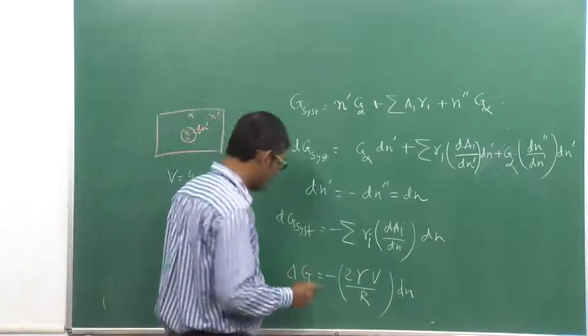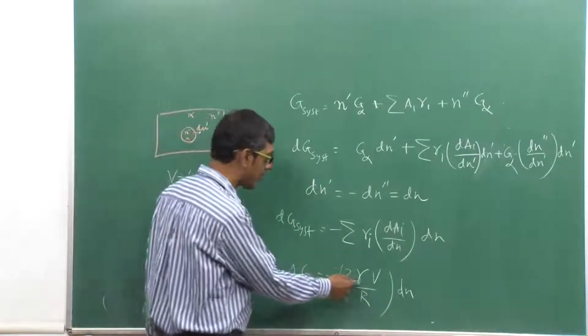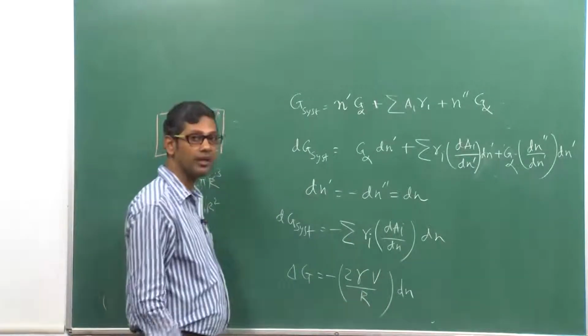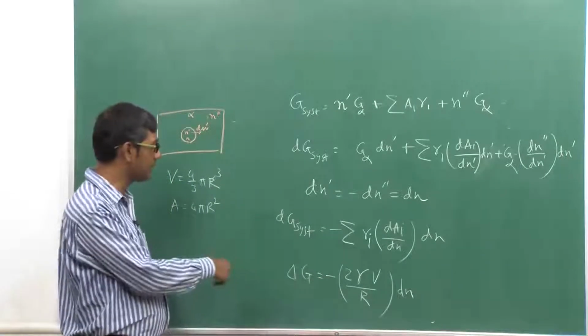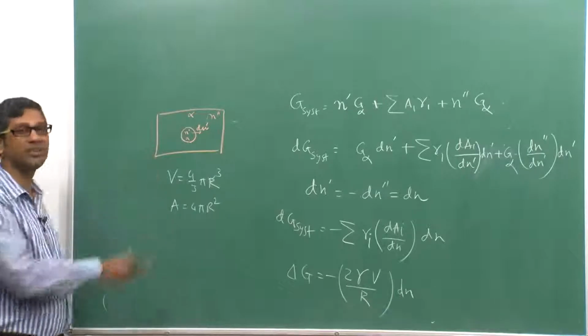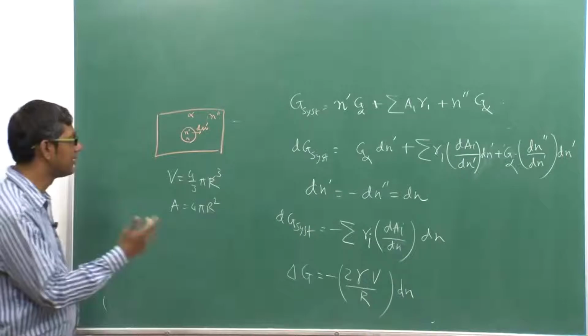And it also tells you that the change of delta G is negative. Why? Because gamma is the interfacial energy, which is positive, the volume is also positive, and r is also positive. None of these are negative. And because you have a negative sign at the front, the whole change in G is negative. So that means this process is spontaneous. You don't need to make the process happen.